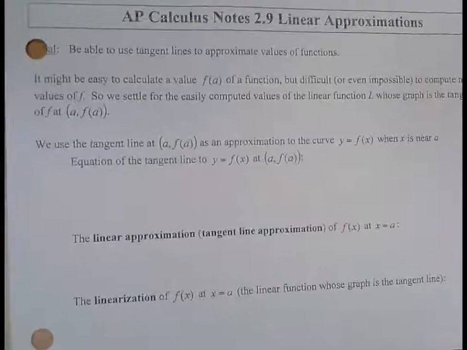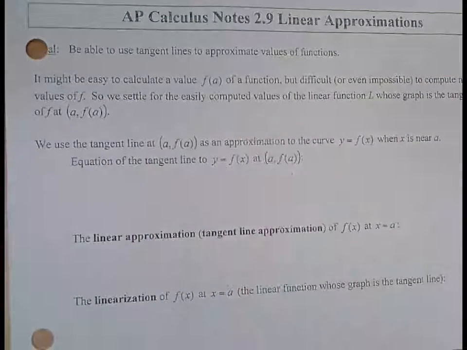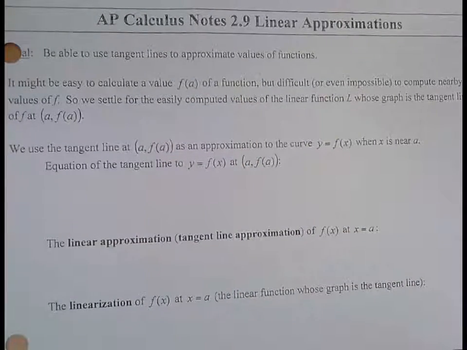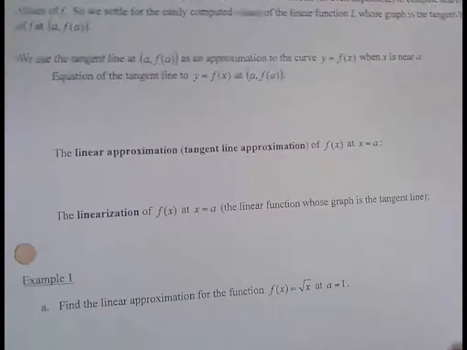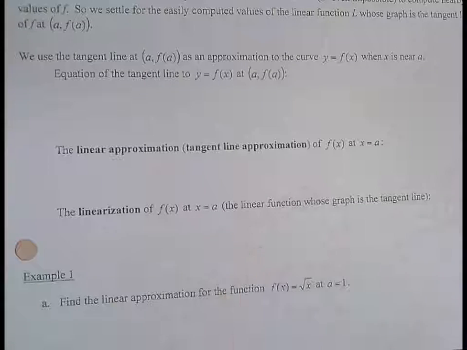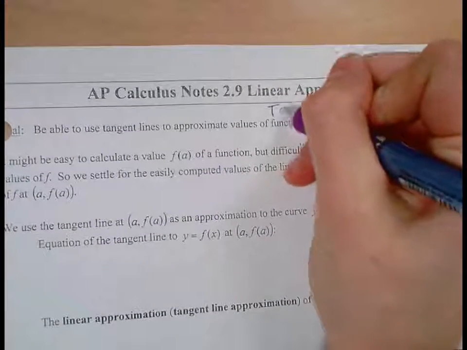So that is the idea that is stated above, so I don't need to reread through this. This is for your reference, but basically saying if it's difficult or impossible to approximate a value for a function, possibly because you're not given the equation, you can use the tangent line. So this is talking about some vocabulary, but what I really want you to focus on is linear approximations are the tangent lines.